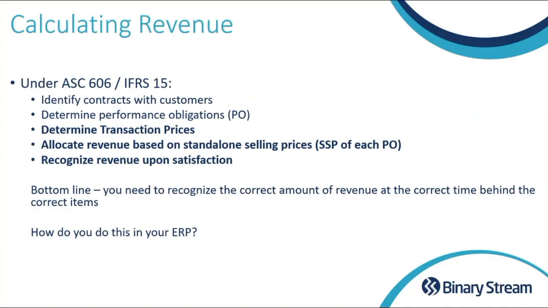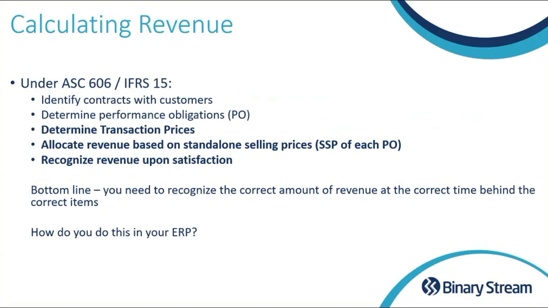Just a very quick update on what ASC 606 is. It's basically a 5-step revenue recognition model that says you have to identify your contracts with your customers, determine your performance obligations. Now those 2 you can do outside of a piece of software. You can look at your contracts and determine, what is it I'm actually selling.